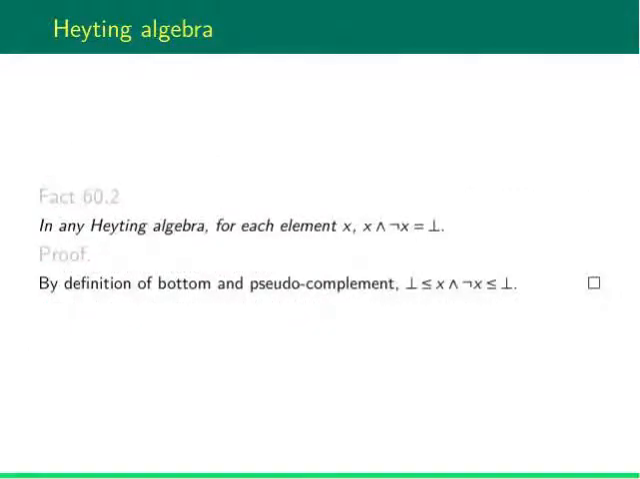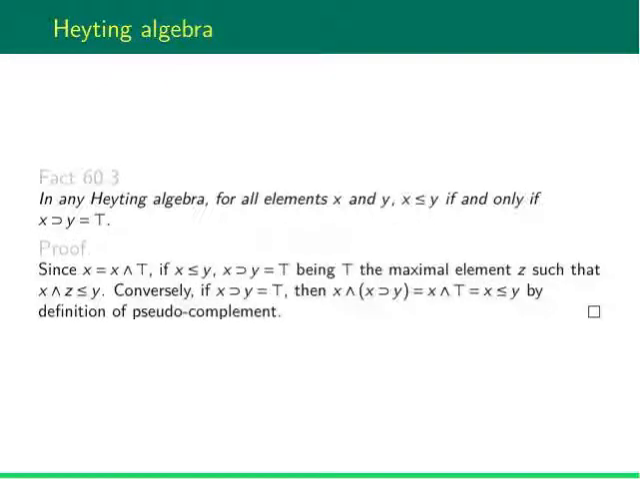The meet of an element and its pseudo-complement is the bottom. The proof immediately follows from unfolding definitions. The order relation is represented by the pairs for which the relative pseudo-complement is the top. The proof easily follows from the definition of relative pseudo-complement.